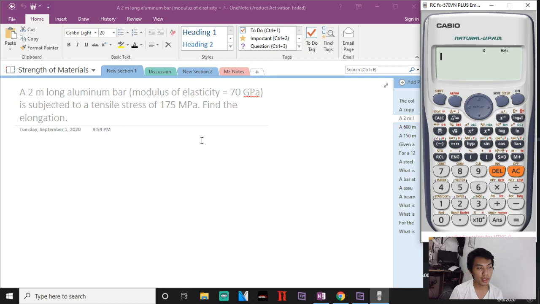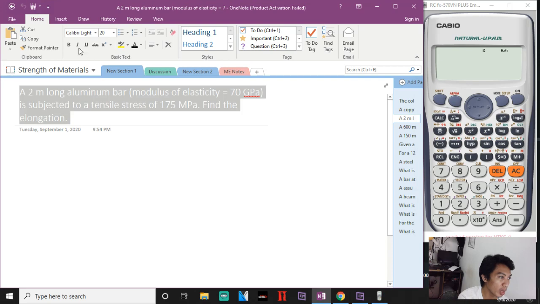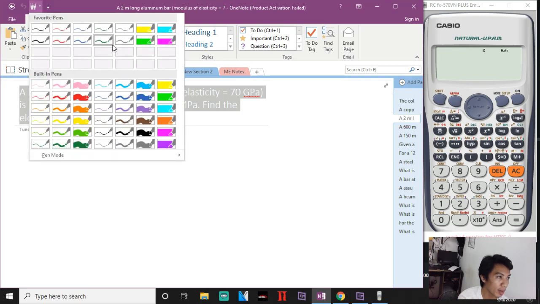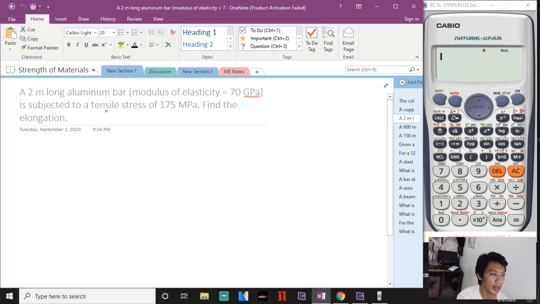So let us proceed. A 2-meter long aluminum bar with modulus of elasticity 70 GPa, gigapascals, okay, that is in SI units, is subjected to a tensile stress of 175 megapascals. Find the elongation. Now, ano ba yung elongation? Elongation is the state where your material tends to deform, okay? Yan, ibig sabihin yan, that is the deformation.